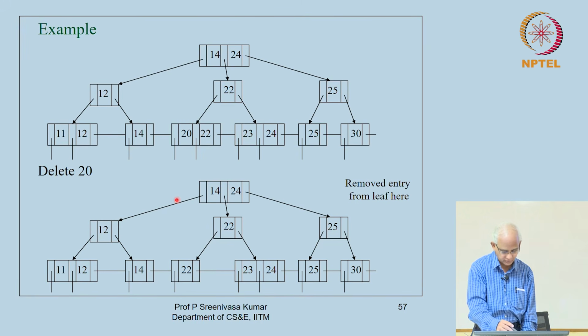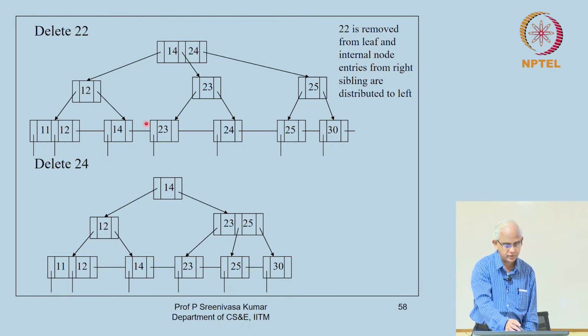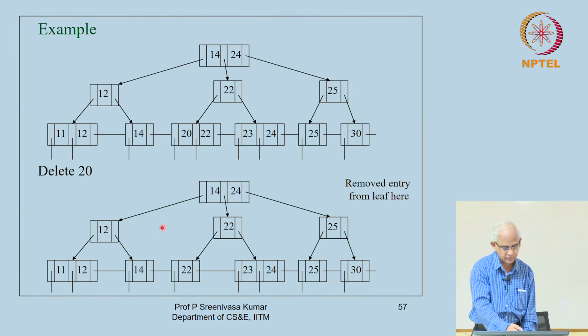Now, let us take this and try to delete 22. In this structure, if you delete 22, then this leaf itself goes. If this leaf goes, then what is the point of having this, because it loses one child. It cannot have fewer than 2 children. So, something has to be done about this.